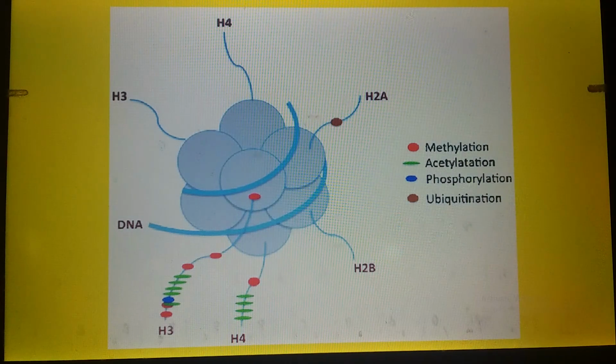Now moving towards the next diagram, you can see here this is also a very clear diagram of the nucleosome, and you can see all the histone proteins arranged.